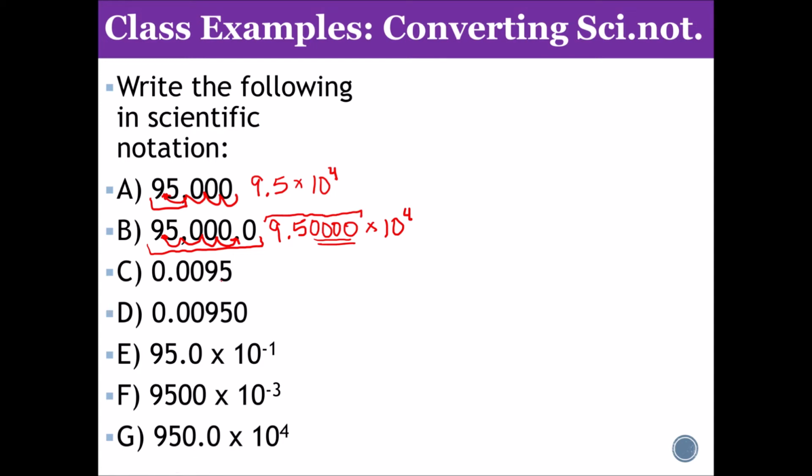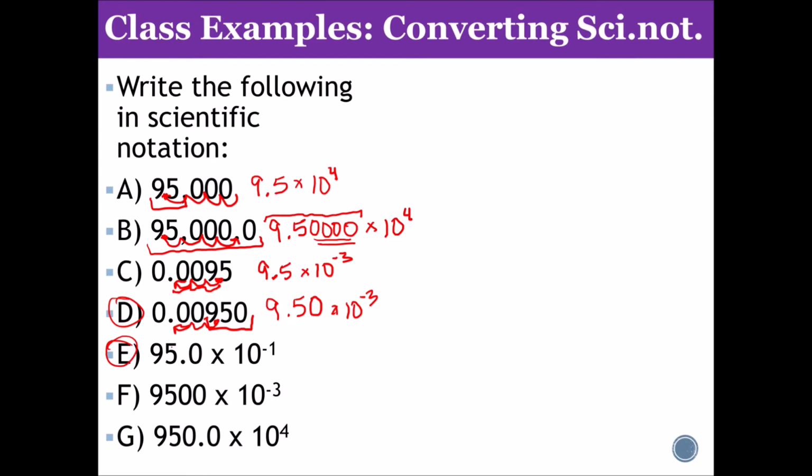All right, example C. 1, 2, 3. 9.5 times 10 to the negative 3. So if you have a value less than 1, you're going to have a negative exponent. D, this is also less than 1, so you have a negative exponent. 9.5 what? 0. All of these are significant. Times 10 to the negative 3.